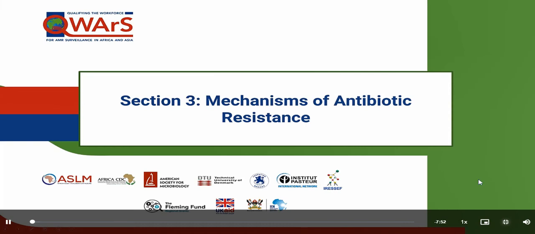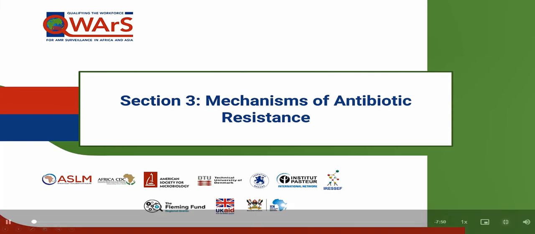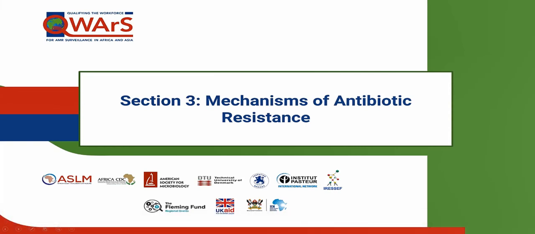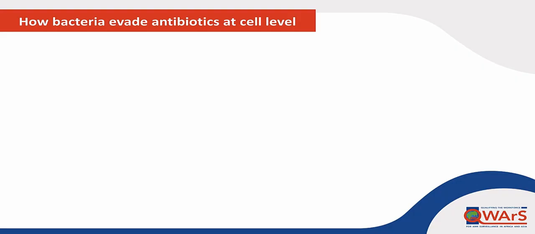Welcome to Module 1, Section 3. This section focuses on explaining how antibiotic resistance occurs in bacteria. Understanding more about these mechanisms should hopefully lead to development of better diagnostics and development of better antimicrobial drugs that can withstand the microorganisms' attempts to become resistant.